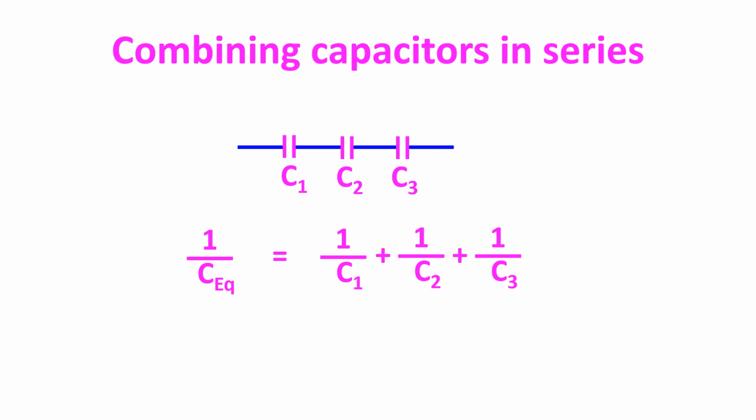As in the case of resistors, inverse of the capacitances have to be added and the inverse of the sum obtained to get the resultant value of capacitance. The equivalent capacitance will be less than that of any of its components.